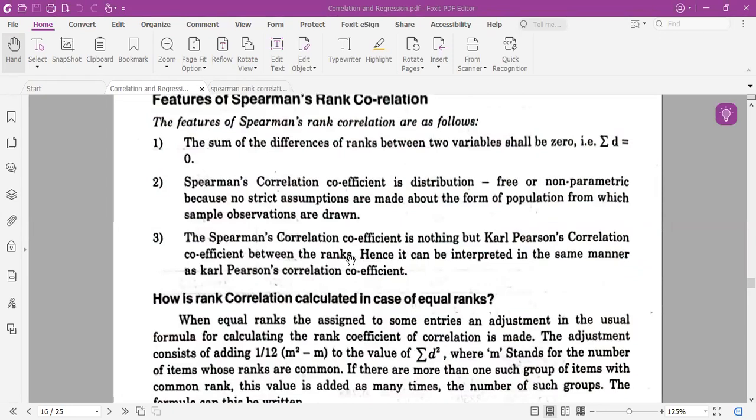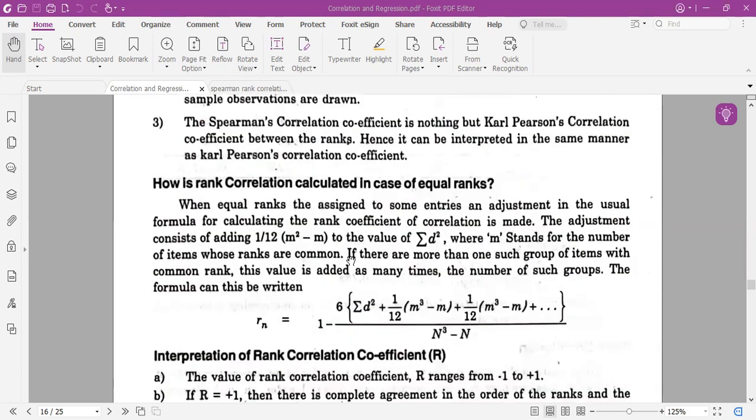So what are the characteristic features of the Karl Pearson method? The same thing applies for Spearman's rank correlation also. Suppose the ranks are repeated, then you have to use this particular formula. Please remember this formula is to be used when ranks are repeated.